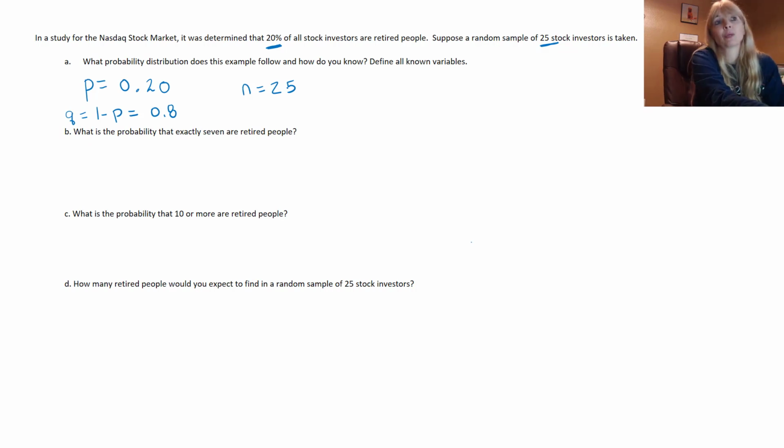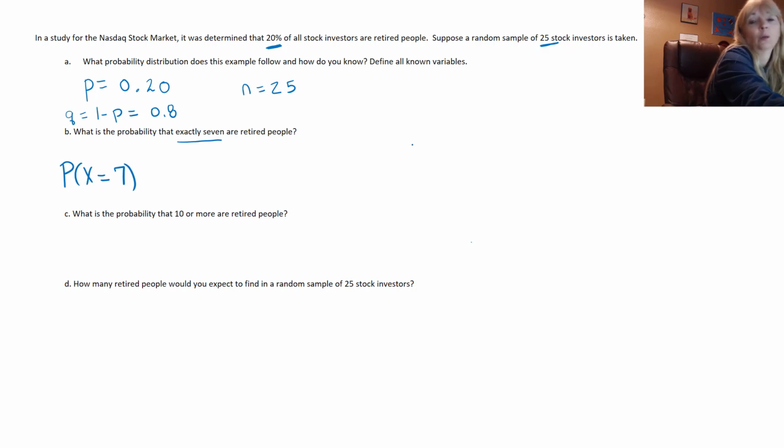Because they're either retired or they're not, this is a binomial. I have a probability of success, I have an N, and all that good stuff. So it says, what is the probability that exactly 7 is the probability X equals 7.